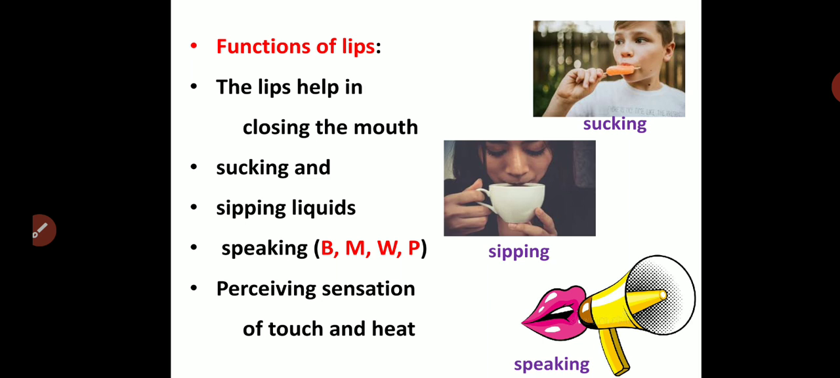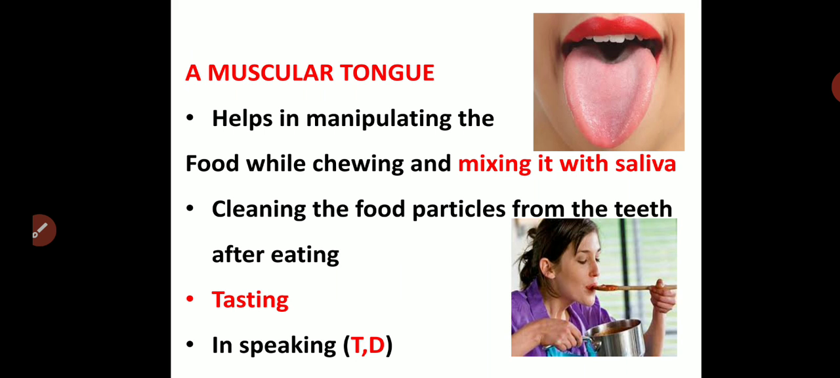Then the lips are very sensitive. The skin present on the lips is made up of a single layer or very thin epidermis, and that makes it very sensitive. So it is capable of perceiving certain sensations, especially those of touch and heat. You can take hot water on your bare skin, but that same quantity of heat of water cannot be borne by your lips because of that sensitive nature. So these are the functions of the lips.